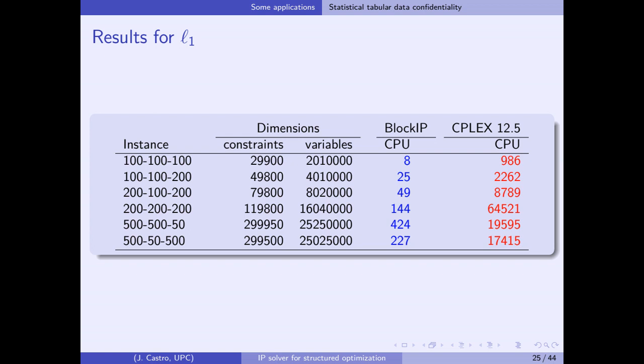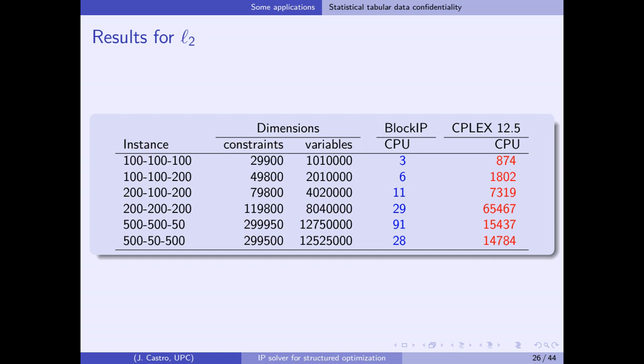For L2, the results are even better. Why? Because in L2, we have a non-zero Hessian, and remember I told you before that the preconditioner is better when you have non-zero Hessians. So in the largest case, the last instance, BlockIP was able to solve the problem in less than half a minute, while CPLEX required about 3 hours.